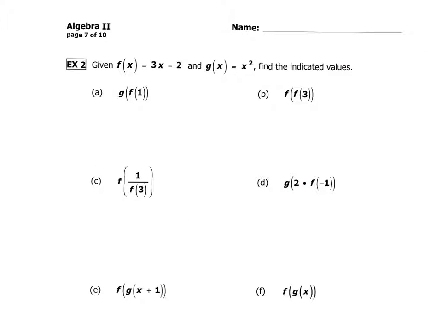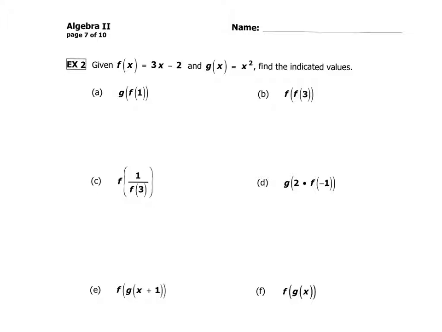Okay, let's go from page 6 to page 7 of our notes. And we're going to go through a few more examples. So hopefully this becomes a little bit clearer to you, because I know this is probably something that you have not seen or done before. So our first example, example A here, we're finding g of f of 1.